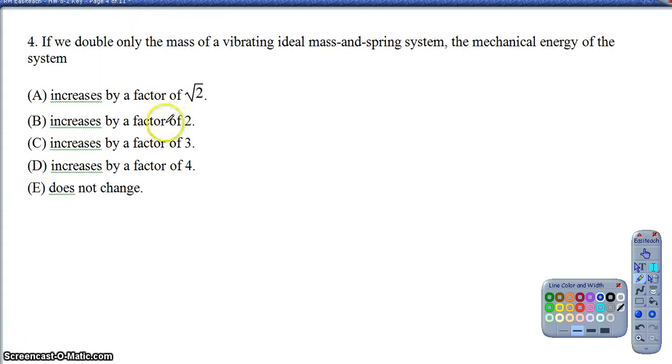I really like question 4 here as a good follow-up to question 3. If we double only the mass of the vibrating ideal spring system, what happens to the mechanical energy? And the reason I like this question is because, like we saw in question 3, we know that the total energy is based on 1/2 kx squared, or you could find the total energy by finding the maximum kinetic energy, which is 1/2 mv squared.